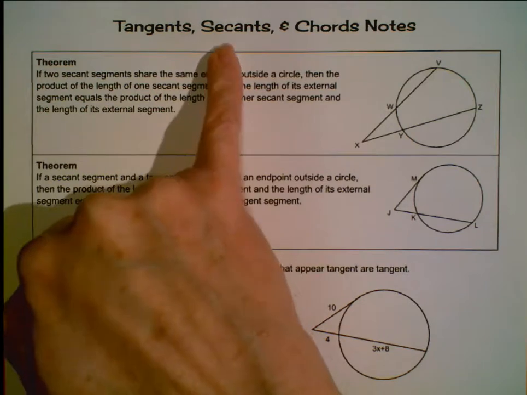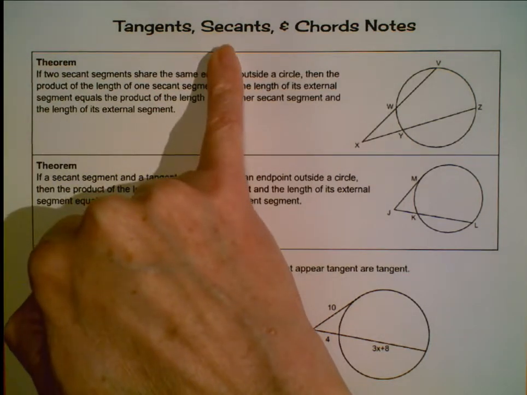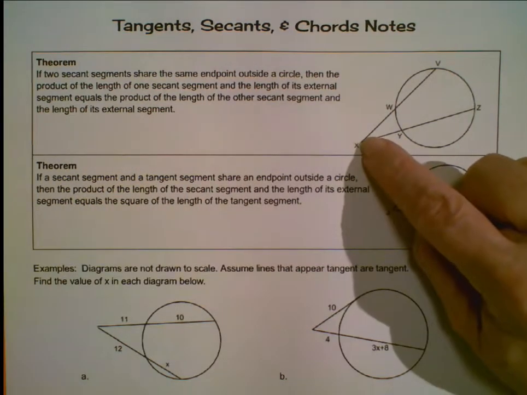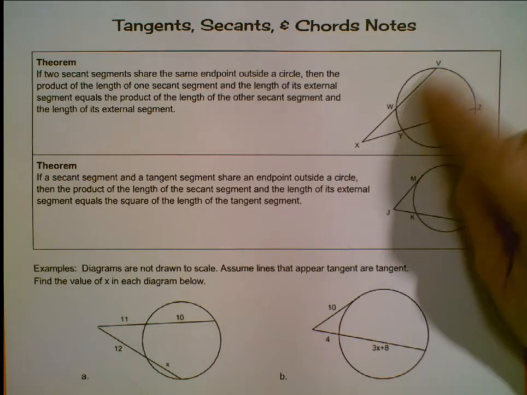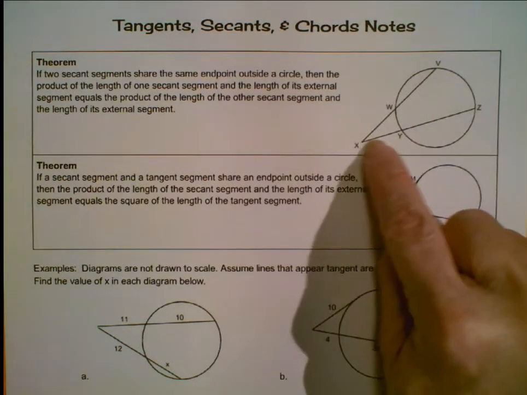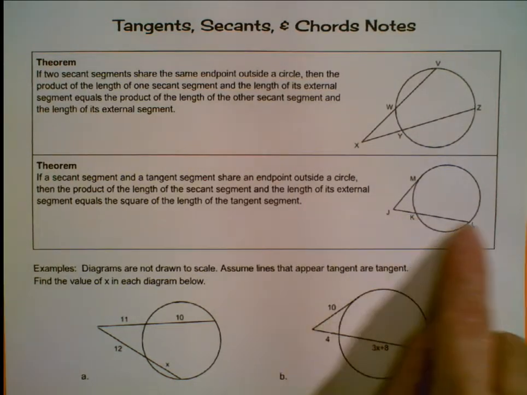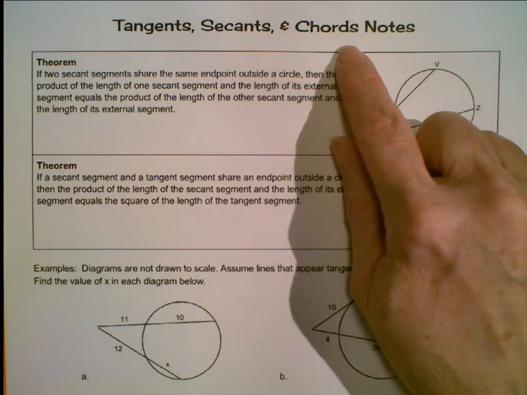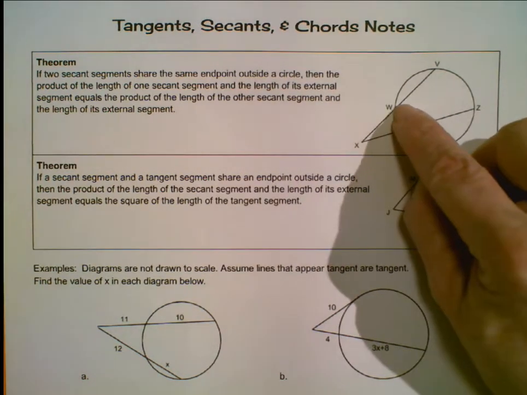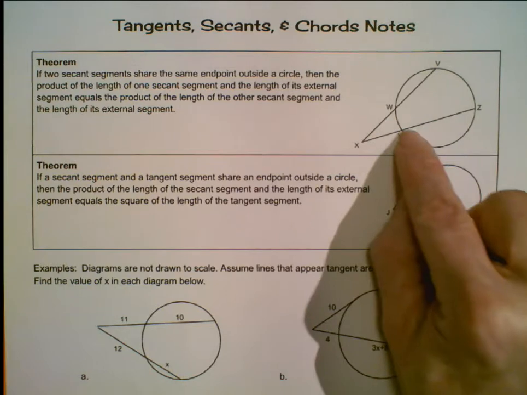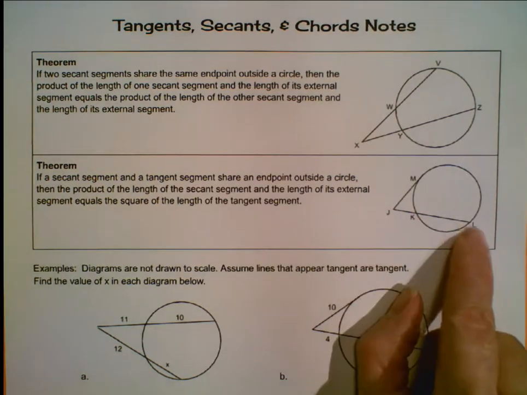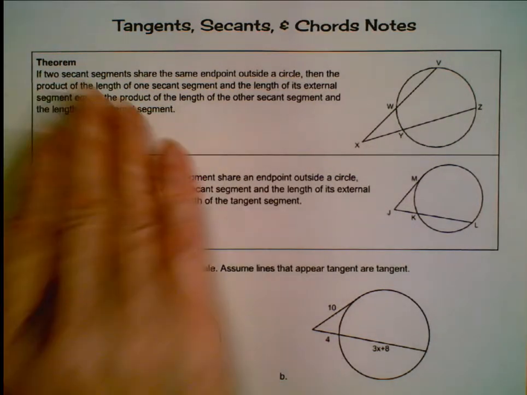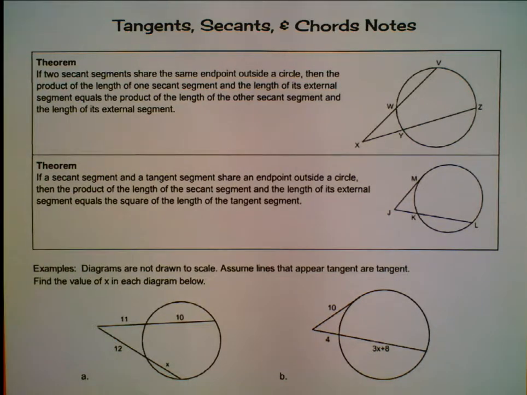A secant is a segment or line that intersects a circle in 2 points. So here we've got a segment that's secant from X to V. We've got another one here from X to Z. Got another secant there from J to L. And we have some chords. Now remember, chords are segments whose endpoints are on the circle. So W to V, that's a chord. Y to Z is another chord. And then K to L is a chord. So these theorems that we're looking at here on the page are going to be related specifically to tangents, secants, and chords.